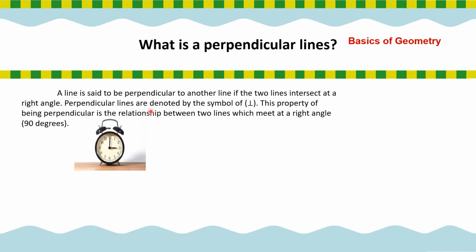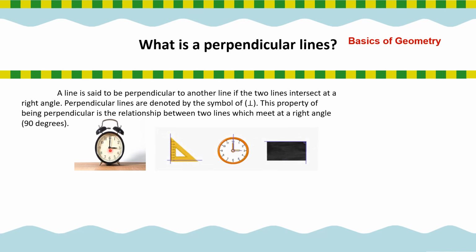A line is said to be perpendicular to another line if the two lines intersect at the right angle. Perpendicular lines are denoted by this symbol. So we have the perpendicularity. This property is being perpendicular, the relationship between two lines which meet at the right angle, which is 90 degrees.